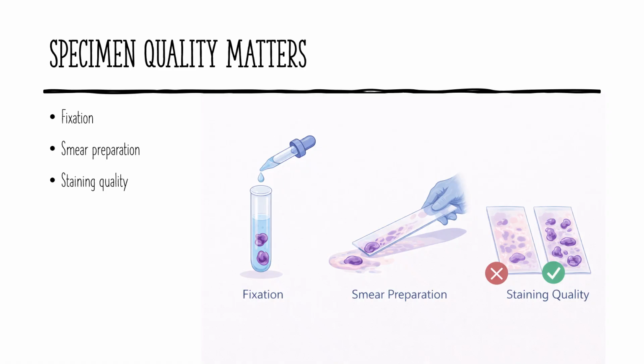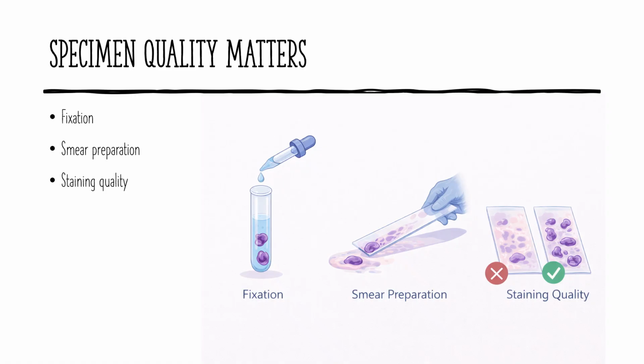All right, now we shift from what cells are to something just as important, how we allow them to be seen correctly. Because here's the truth every histotechnologist learns very quickly. Morphology only matters if the specimen quality supports it. All the beautiful maturation patterns we just learned, myeloblast to neutrophil, lymphoblast to lymphocyte, completely fall apart if specimen handling is poor. Let's break down why each step matters.